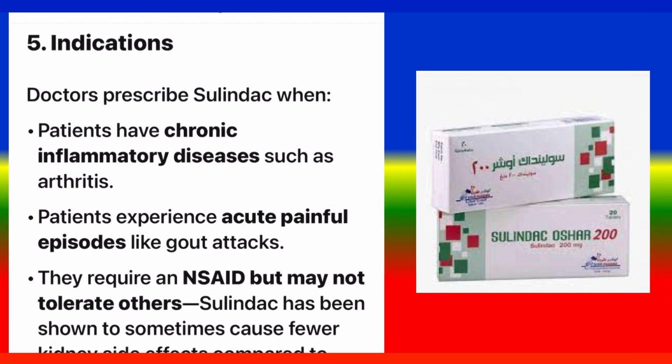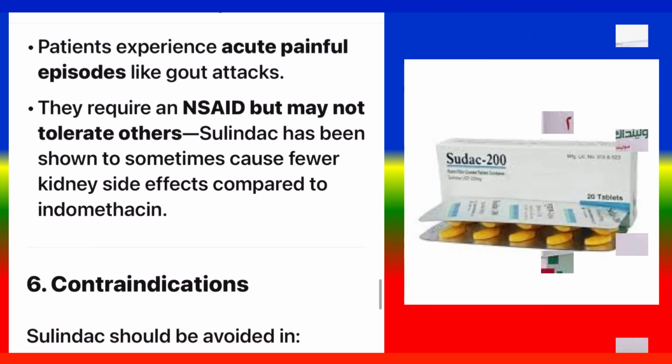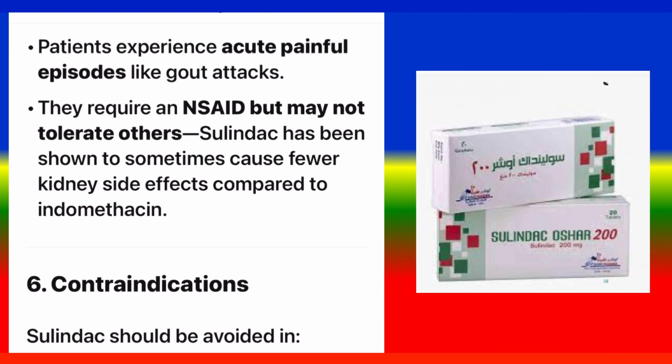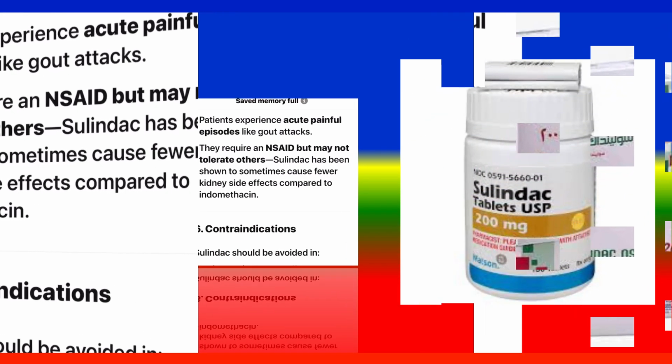5. Indications. Doctors prescribe Sulindac when patients have chronic inflammatory diseases such as arthritis. Patients experience acute painful episodes like gout attacks. They require an NSAID but may not tolerate others. Sulindac has been shown to sometimes cause fewer kidney side effects compared to indomethacin.